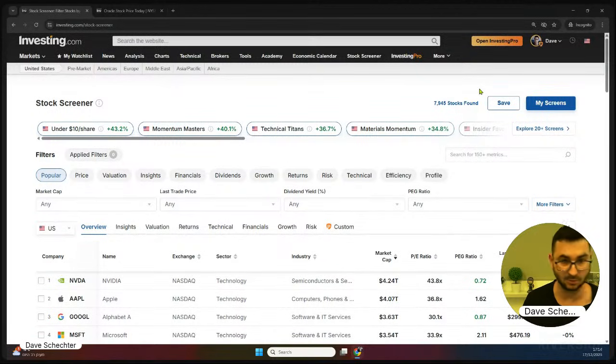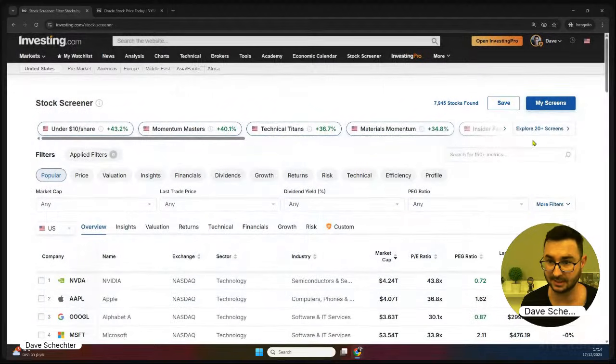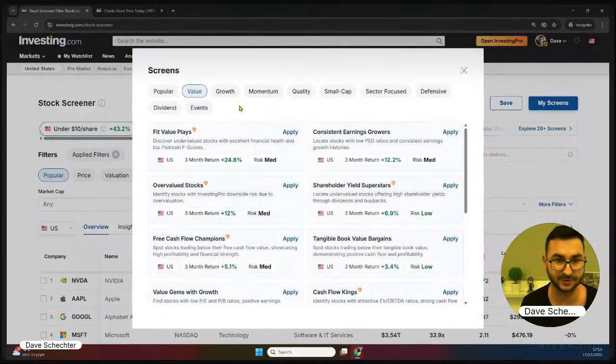So for example, if I am a value investor, I can go ahead and click on the preset screens in the right corner over here. We broke these down into different investing themes like value, growth, momentum, or small caps. So let's say I'm a value investor and I want to find stocks that are a value buy or that consistently grow based on earnings. So here we have consistent earnings growers. I can go ahead and apply this filter.